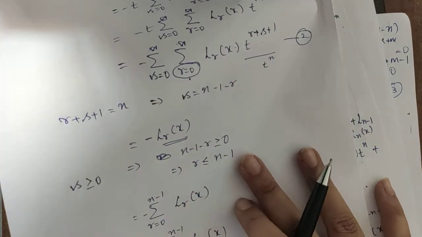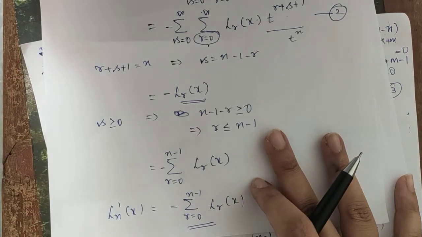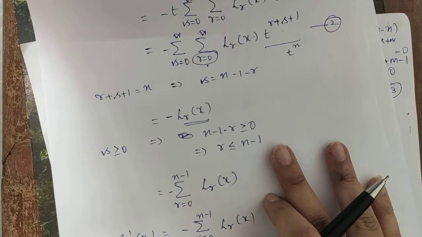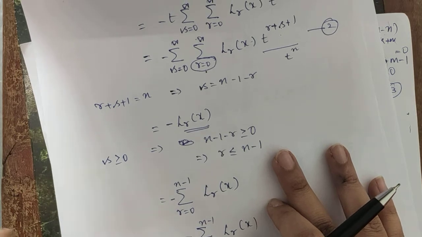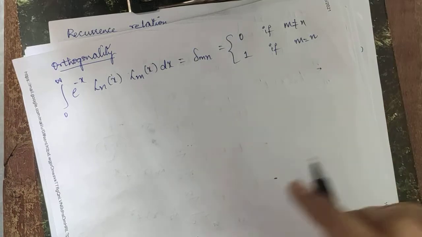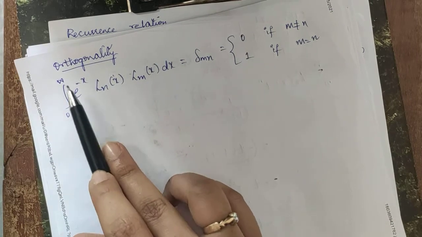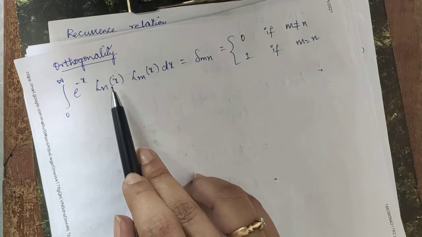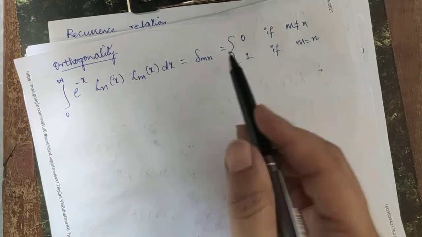This is your third recurrence relation. So we have proved all the three recurrence relations. Now let's move to orthogonal properties of your Laguerre polynomial. So the statement is we have to prove that integration of 0 to infinity e power minus x Ln of x Lm of x dx is equal to delta mn.